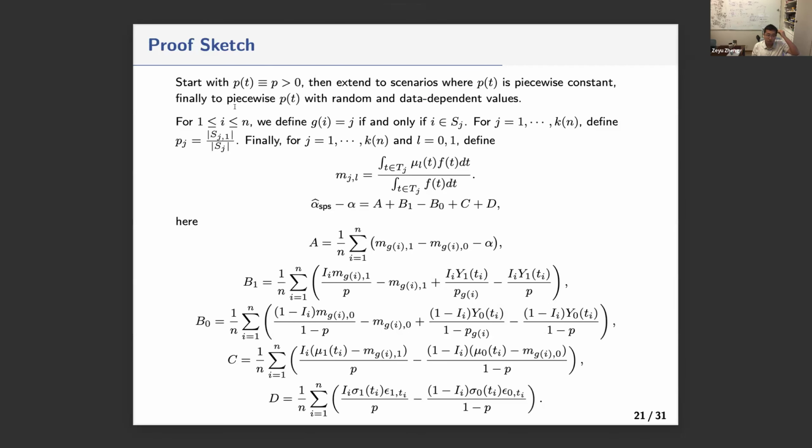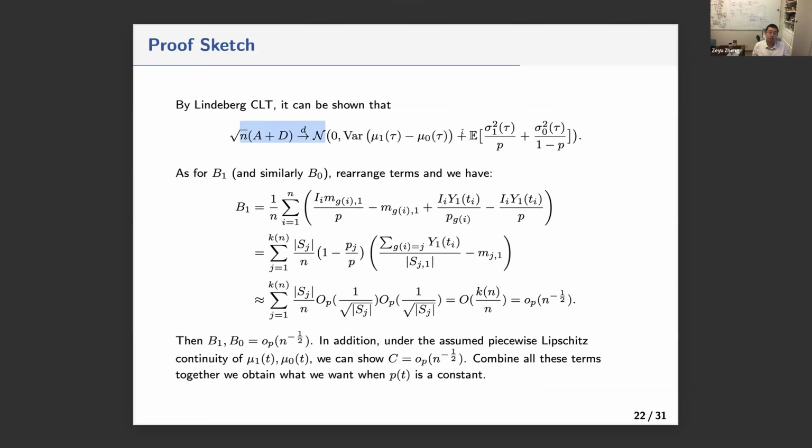I'd like to just briefly mention that in terms of the proof, it starts from the setting where these p_t, the treatment assignment probability, are constant, then is extended to the scenarios where they are piecewise constant, and in the end, to situations where these p_t can depend on the previous data. And then there are controls of the terms, with the goal of, in the end, using the standard Lindeberg central limit theorem to build up the major parts of the terms, and to show that the other terms have a smaller order of errors, which can be ignored on the central limit theorem scale.